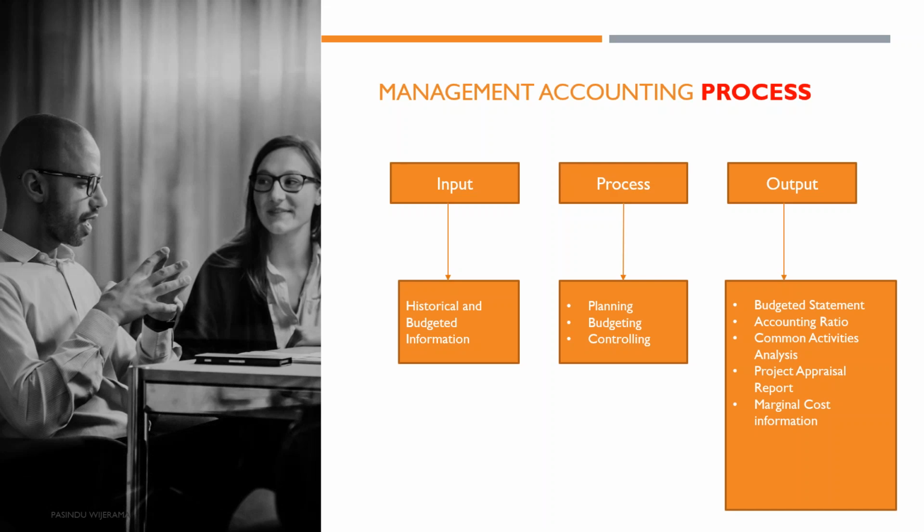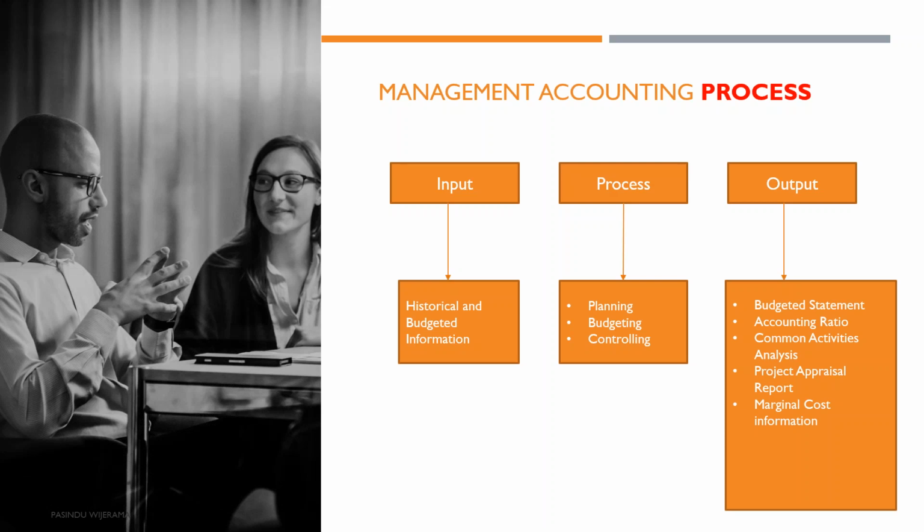Same as financial accounting, management accounting also has 3 main elements: input, processing activities, and the output. The inputs are historical and budgeted information, whereas in financial accounting, puta, we use only the past information, historical information. But when it comes to management accounting, we use the historical as well as the budgeted future information.